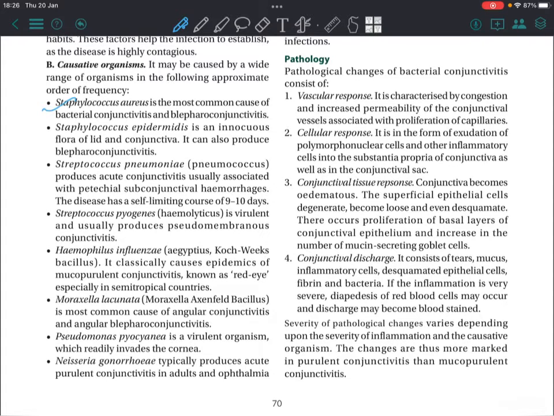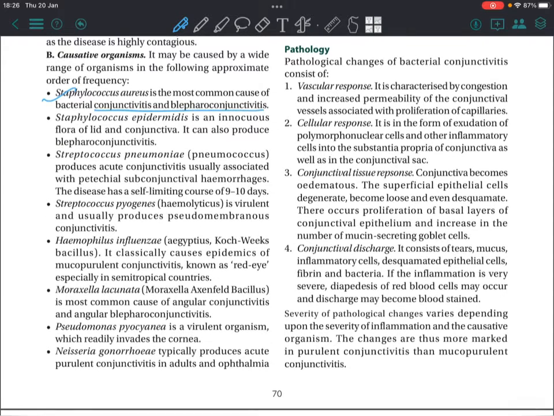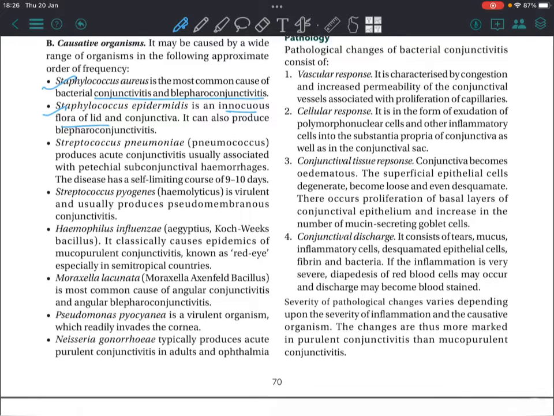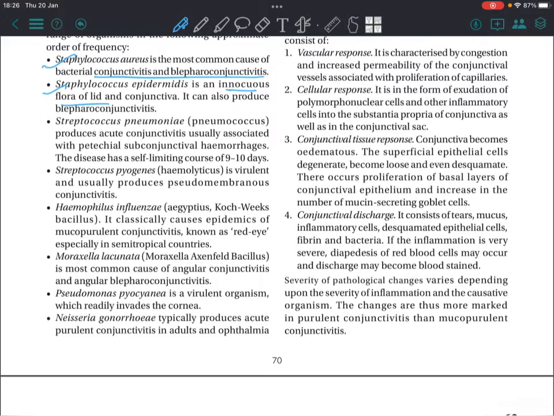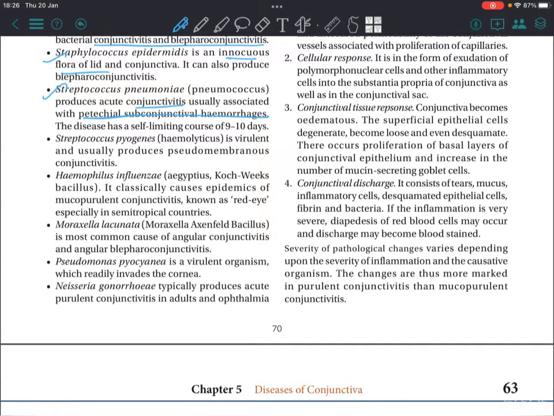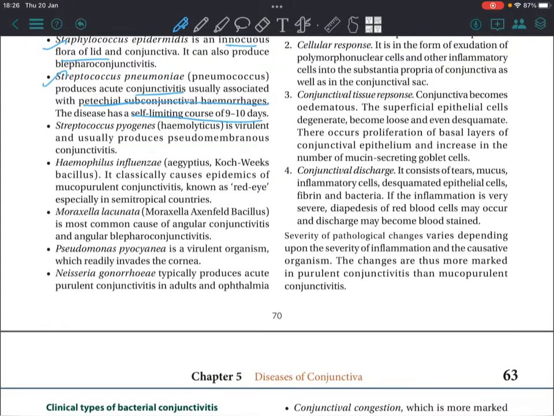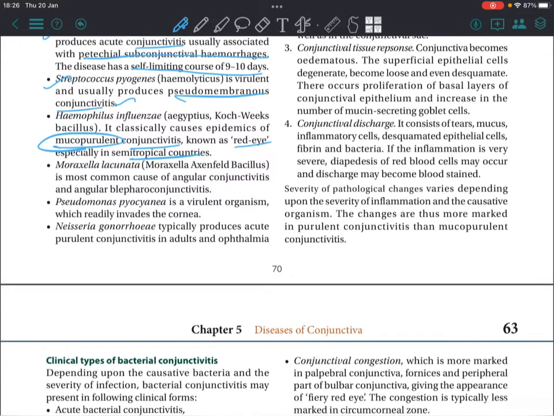Causative organisms: Staphylococcus aureus, Staphylococcus epidermidis. Both can produce blepharoconjunctivitis. Streptococcus pneumoniae produces acute conjunctivitis, usually associated with petechial hemorrhages. It is self-limiting and resolves in 9 to 10 days. Streptococcus pyogenes is virulent, usually producing pseudomembranous conjunctivitis. Haemophilus influenzae classically causes epidemics of mucopurulent conjunctivitis known as pink eye, especially in semi-tropical countries.